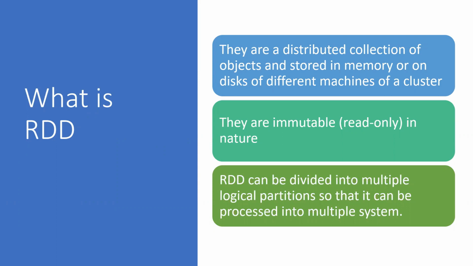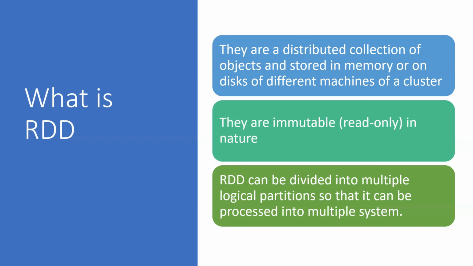So what happens when you process the data? It divides that data across the different distributed systems so that it will be processed in a faster manner, and the data is stored in the memory and disk of different machines of a cluster. They are immutable, read-only in nature. Meaning, if you take any file or any data into an RDD, you cannot make any changes in that specific variable. I will show you in a later part of this video what exactly this is. As of now, you can understand it is immutable. Once it is saved in the variable, you cannot change that variable.